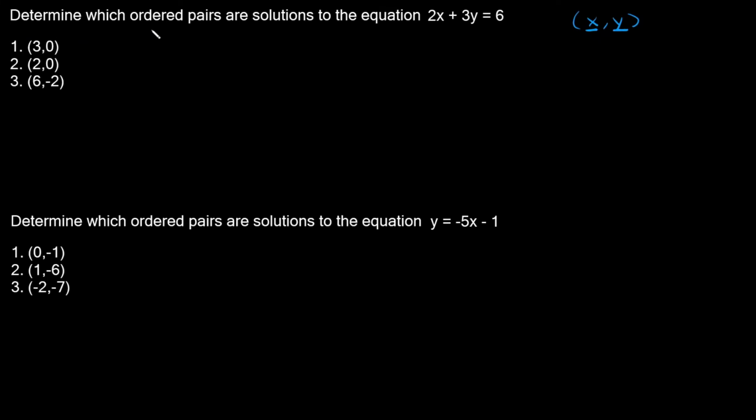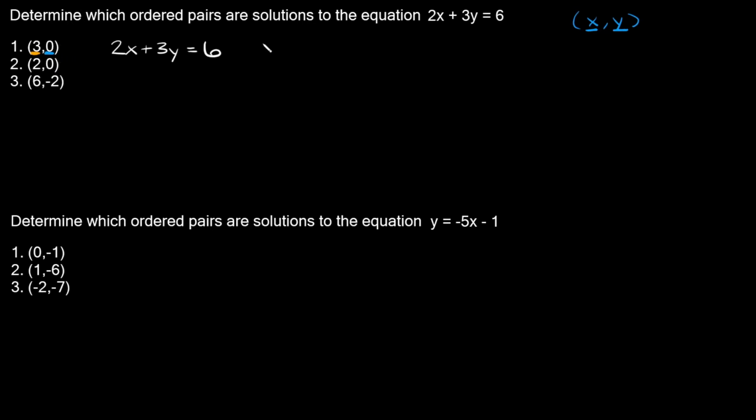So this one says, determine which ordered pairs are solutions to the equation 2x plus 3y is equal to 6. Okay, so we're going to check each of these three ordered pairs and see which one makes this equation true. Okay, so again, the equation, I'll just write it right here, is 2x plus 3y is equal to 6. Okay, and now the way you solve these is, remember, the ordered pair is always in the form x, y, so this first number is always your x, and this second number is always your y. Okay, so you're going to plug in a 3 for your x term, and you're going to plug in a 0 for your y term in this example.